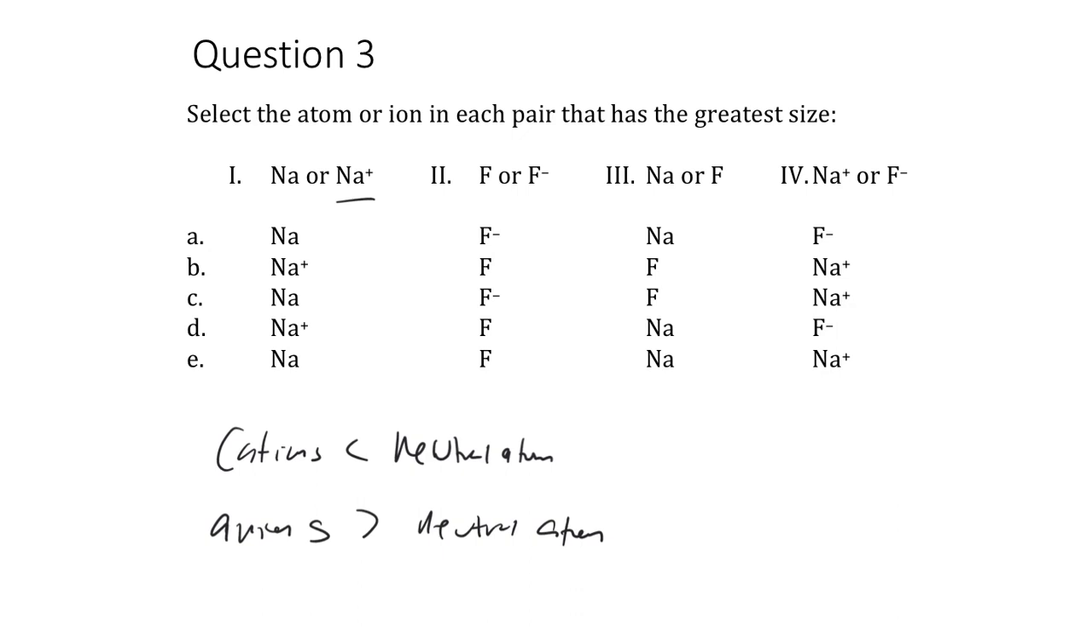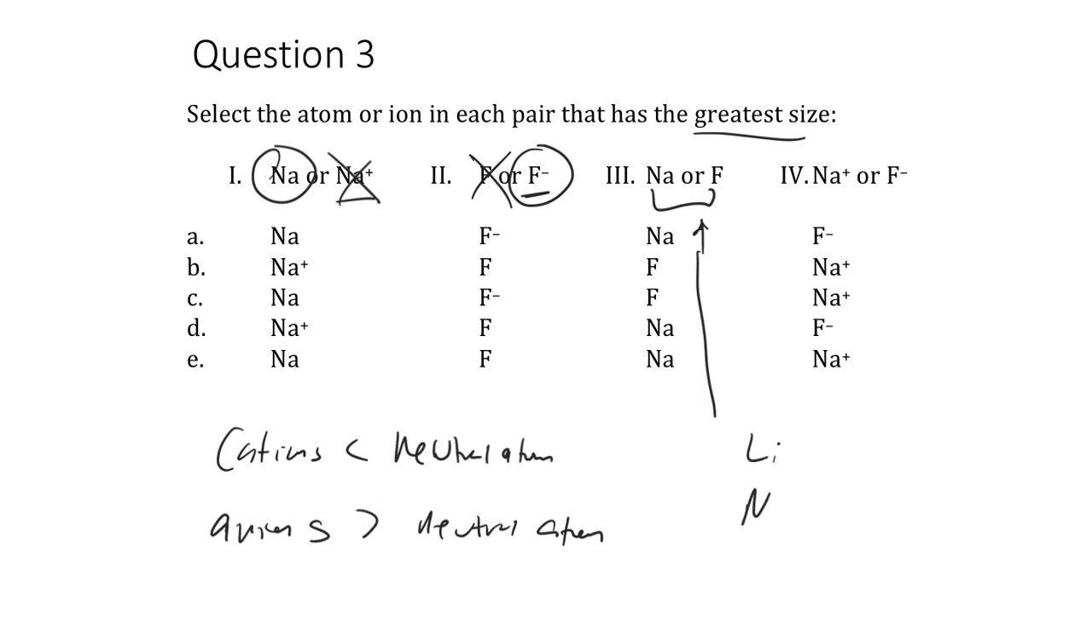So sodium plus, we're looking for the one that's greater in size. Sodium plus is smaller, so sodium has to be bigger. F versus F minus, adding an electron into fluorine makes the anion grow larger than its neutral counterpart. Here I have to compare the atomic radii trends, using my left to right trends that we were just talking about. I might also make a comparison with lithium. Sodium is bigger than lithium, lithium is bigger than fluorine, so sodium has to be bigger than fluorine.